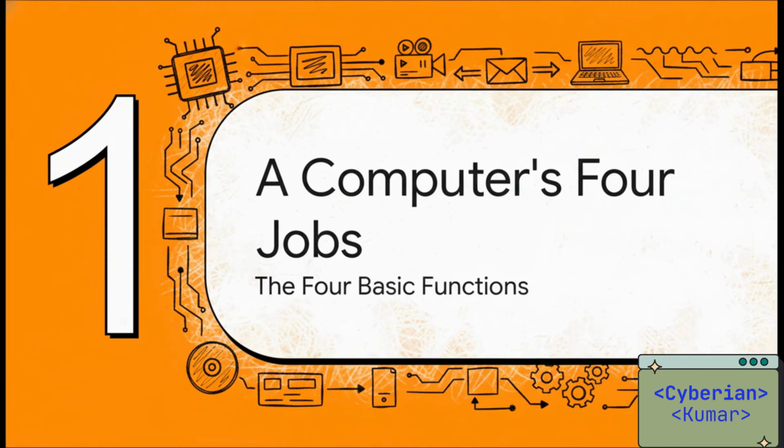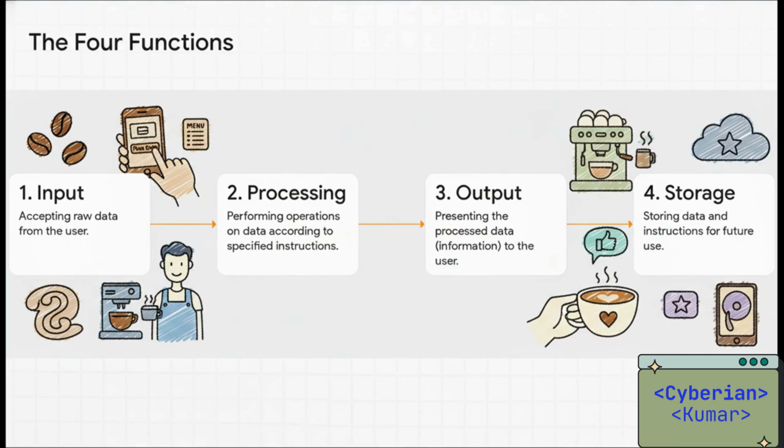So, first things first, it doesn't matter how complicated the task seems. You could be editing a Hollywood movie or just sending an email. Every single computer on the planet is built to do just 4 basic things. It's really just a simple loop.